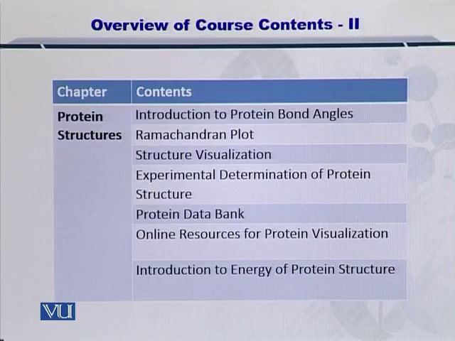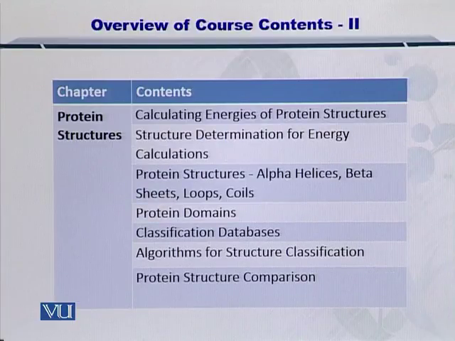We'll see several online resources for protein visualization, and then we'll start on the calculation of energy for the protein structures. After calculating the energies of protein structures, we'll see how structure determination can be done by looking at these energy levels. The protein structures such as alpha helices, beta sheets, loops, and coils will be defined for you, and we'll see how they come together towards creating motifs and domains.